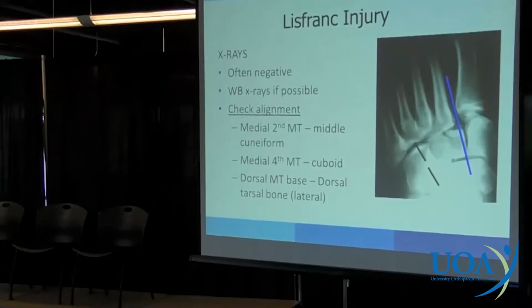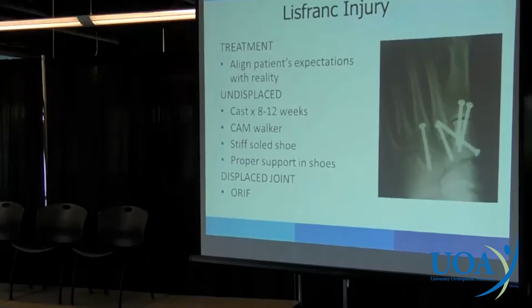Well, in this case, this is actually more severe because you can see that there is a subluxation of the great first ray MT joint as well. We check the alignment of all these joints, and if it's malaligned, it needs to be reduced. This can't be reduced percutaneously with manipulation. When we see a displaced Lisfranc joint, it means open reduction internal fixation.